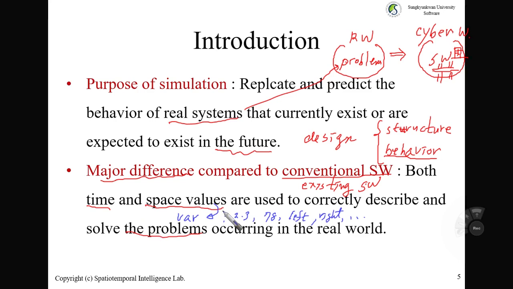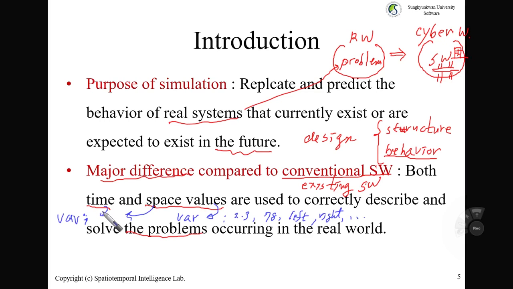But in this simulation software, the variables should have both time and space values, not just left, right, and numbers. We also have to keep track of when certain values occurred or when certain values should change, things like that. So time is important.